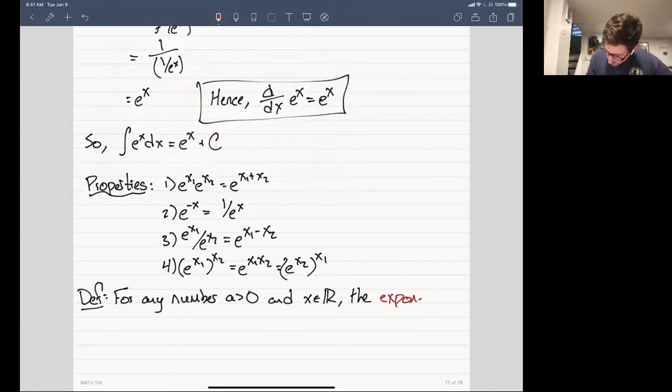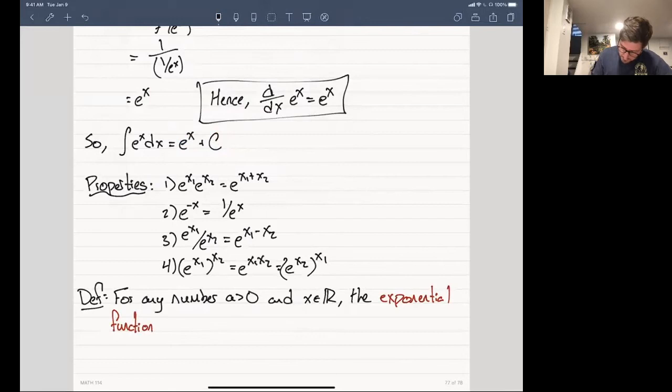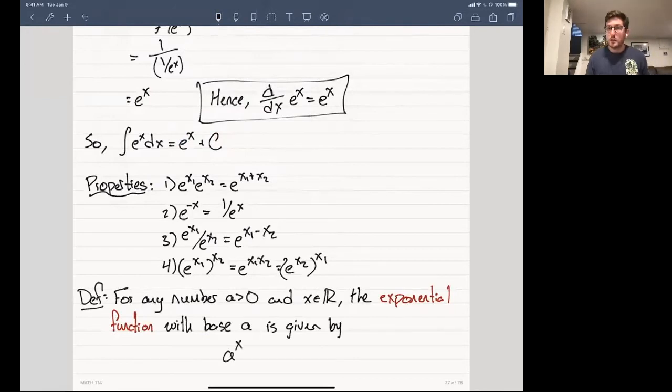So the exponential function, which is with base a, so instead of base e, for example, is given by a to the power of x. That's how we're going to denote it. And technically, this should be e to the x times ln a.